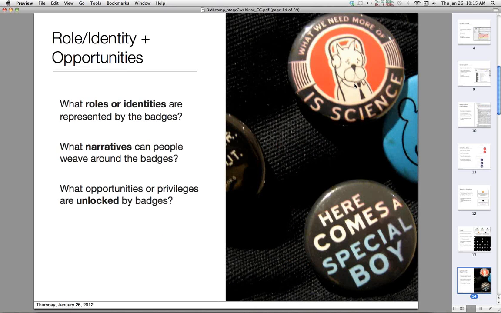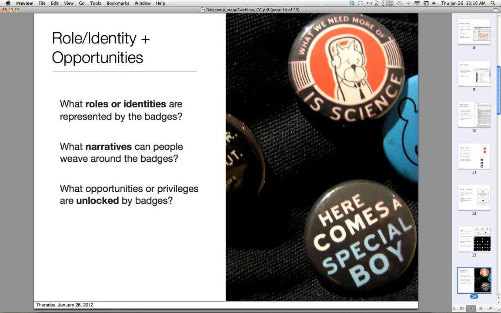Role, identity, and opportunity. Essentially what we're talking about here is what roles or identities the badges start to represent. Can people start to understand what the pathway is within your organization, and for this instance, how teachers might be able to progress forward using this system of badges? And what stories can people start to tell about themselves relating to the badges?